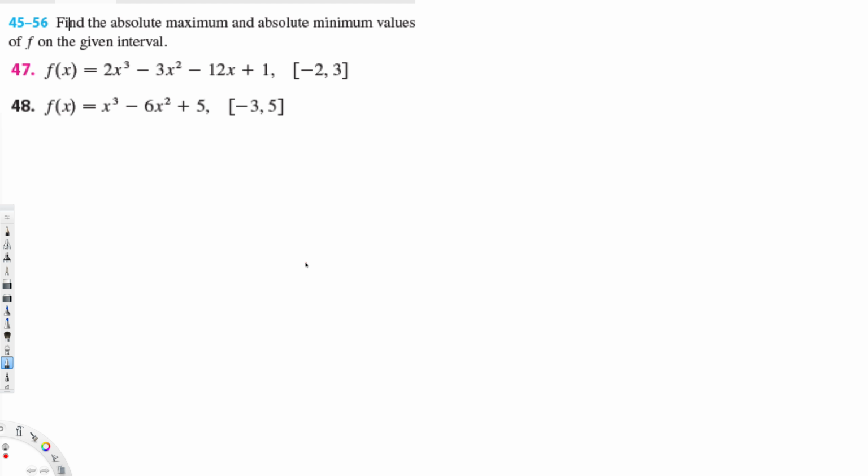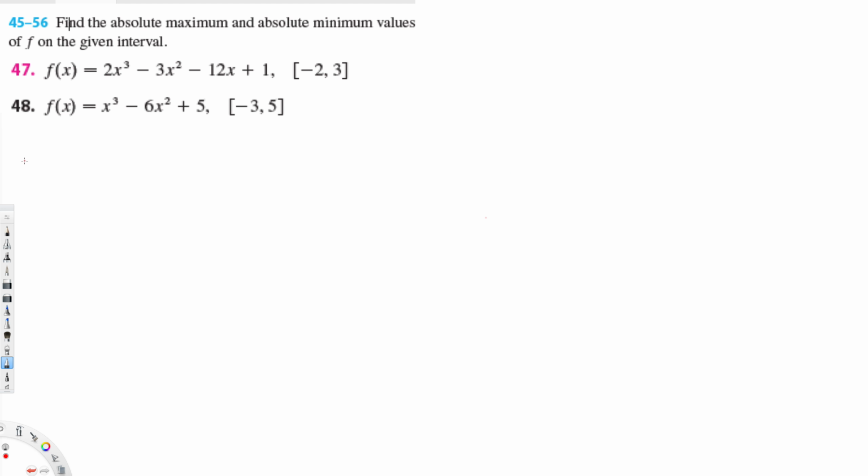Going on, guys? We have this question right here. It's asking to find the absolute maximum and absolute minimum values of f on the given interval. The first question is f of x equals 2x cubed minus 3x squared minus 12x plus 1, and they have given the interval minus 2, 3. So let's see how we can do this.